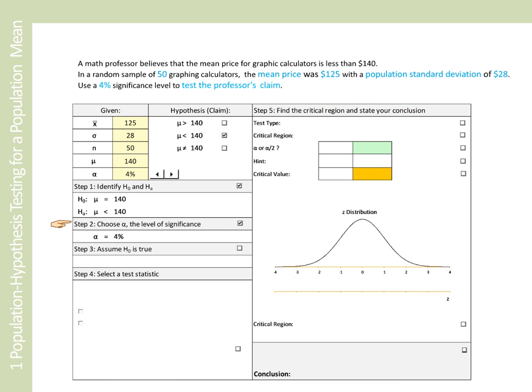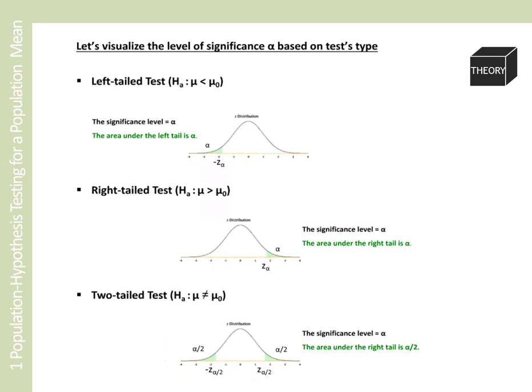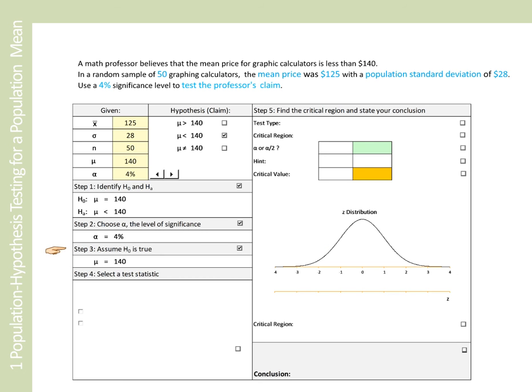Step 2 is about the significance level. The significance level is 4%. Let's visualize the level of significance, denoted by alpha, based on the test's type. For a left-tailed test, the level of significance, denoted by alpha, is the area under the left tail of the z distribution. For a right-tailed test, the level of significance is the area under the right tail of the z distribution. For a two-tailed test, the level of significance is split between the right and the left tails of the z distribution.